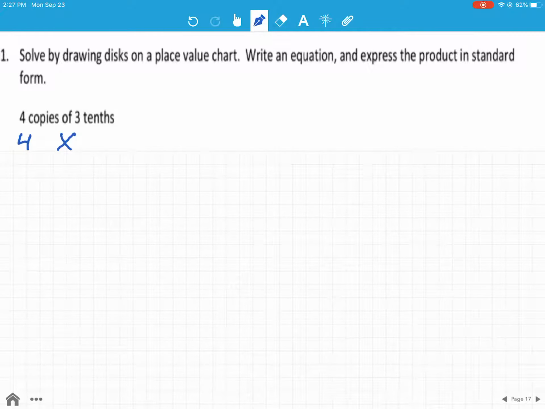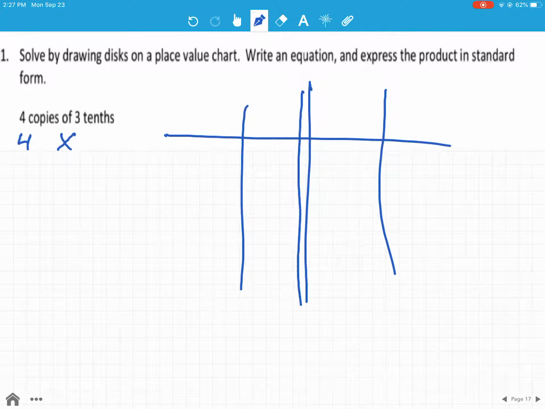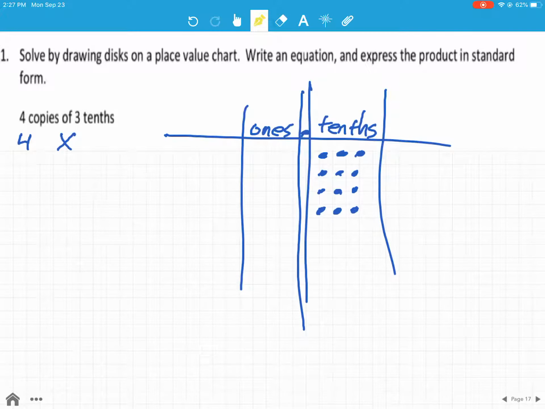Alright, so we need to draw the place value chart. Alright, so this is our tenths. This is our ones. And here's our decimal. So it says 3/10. So I'm going to start off with 3/10. And now I'm going to make 4 copies of it. And then I get to group 10 of them and move them over to the ones.